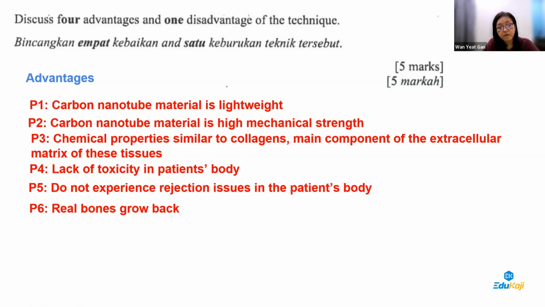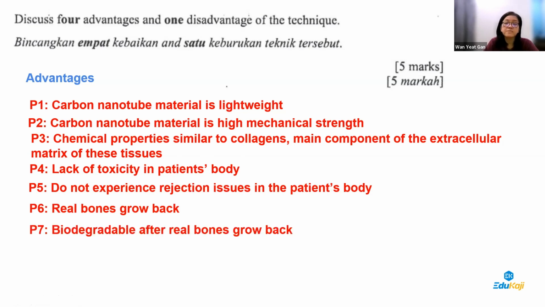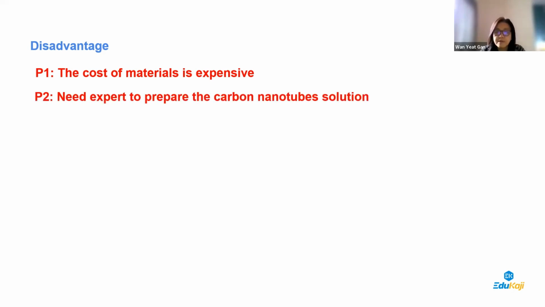So this allow the real bone to grow back and is biodegradable. That's very good, because after the bone has grown back, the carbon nanotube will just degrade. The other thing is it has high elasticity. That means it's elastic, and it is very durable. Okay, let's look at the disadvantage. Now, the cost of material is very expensive. The carbon nanotube is very expensive. You need expert to prepare the carbon nanotube solution, and you need high technology machine to operate and to do the carbon nanotubes.